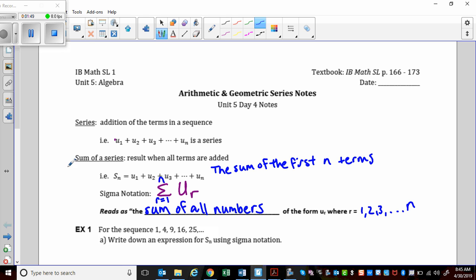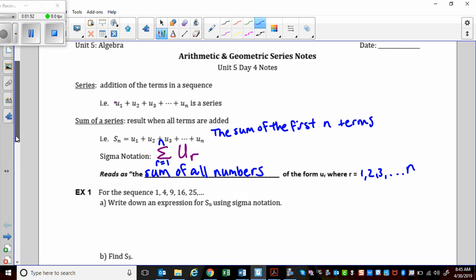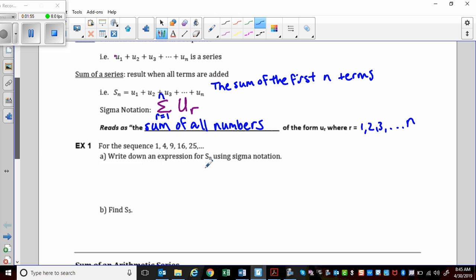For the sequence 1, 4, 9, 16, 25, write down an expression for S sub n using sigma notation. Well, 1 squared is 1, 2 squared is 4, 3 squared is 9. So it looks like S sub n is equal to 1 squared plus 2 squared plus 3 squared plus 4 squared. Ooh, 5 squared is 25. Okay. And then we're going to go all the way until whatever they decide for n, and that's going to be n squared because that fits the pattern.